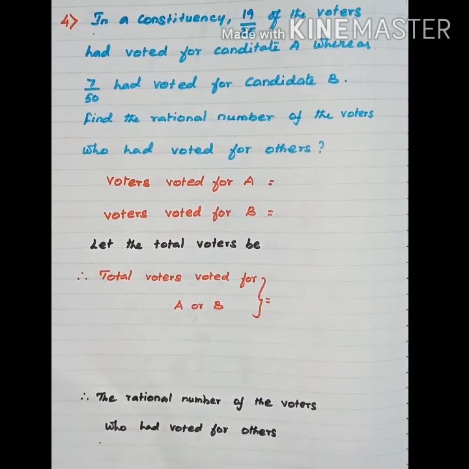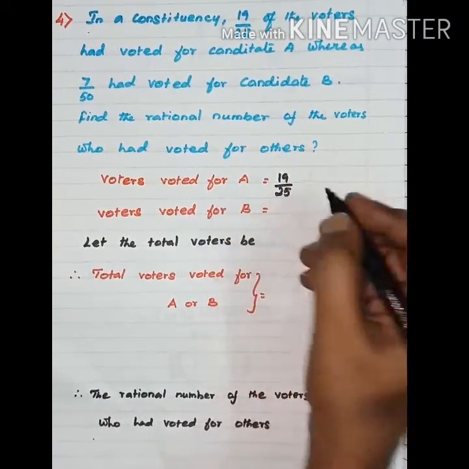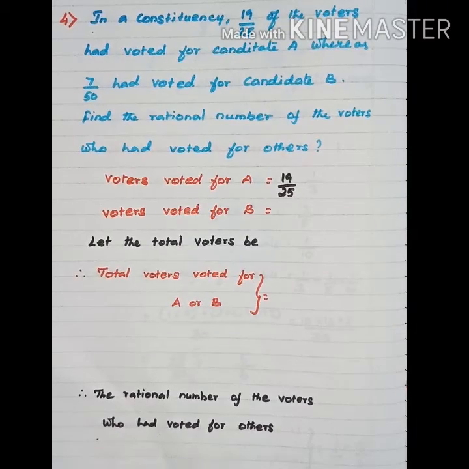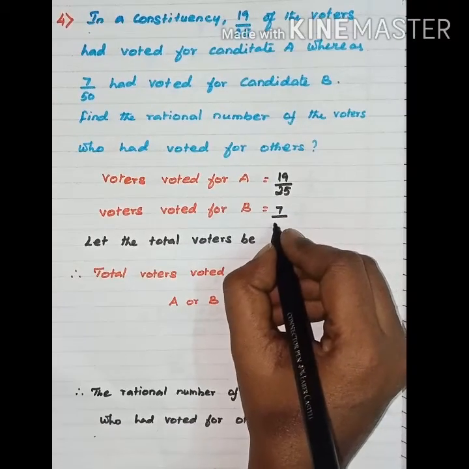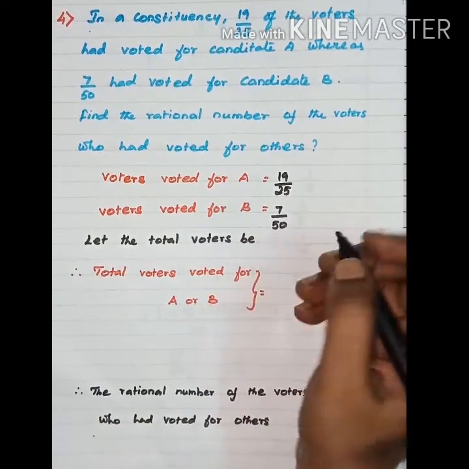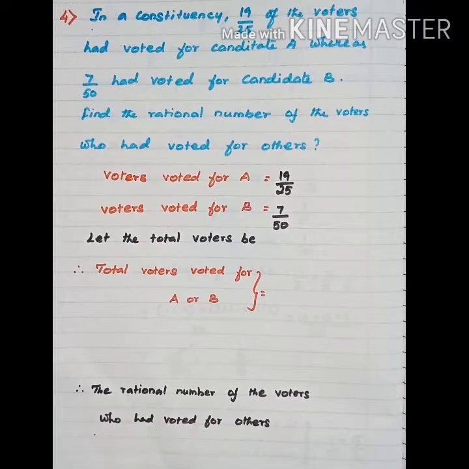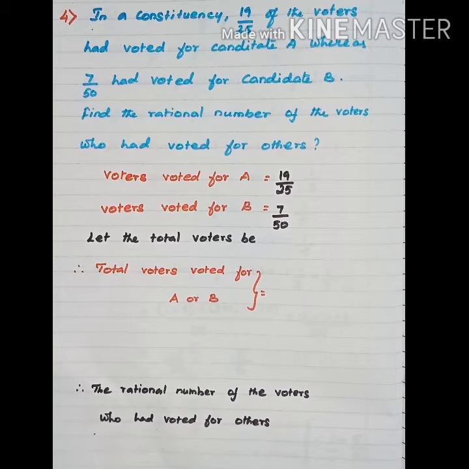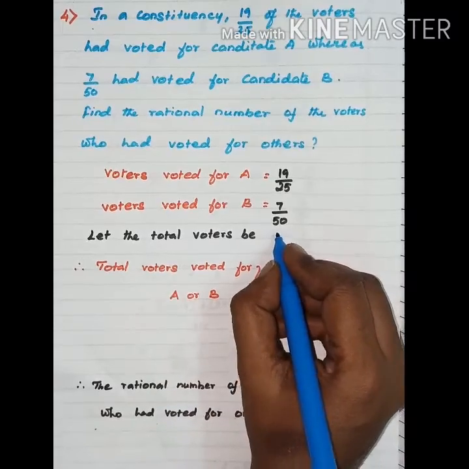Candidate A is given as 19 by 25. For candidate B, 7 by 50 of voters had voted. We don't know the total number of voters. So, let us take the total number of voters to be 1.